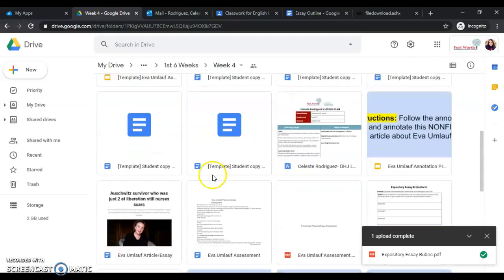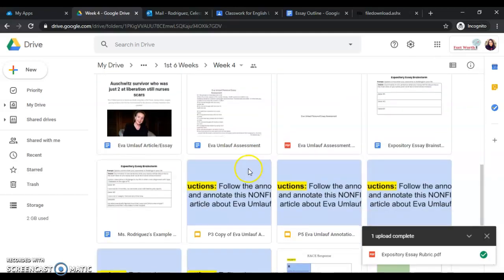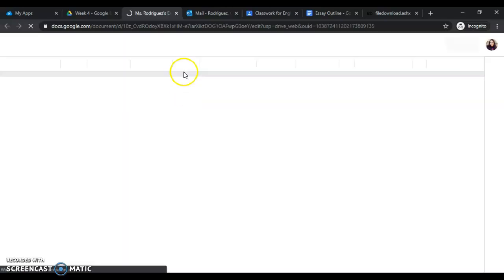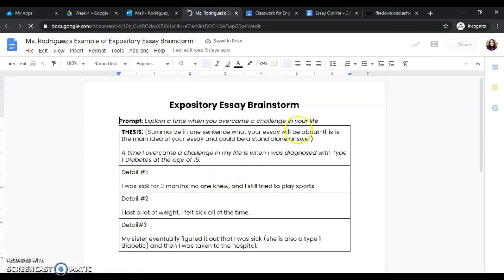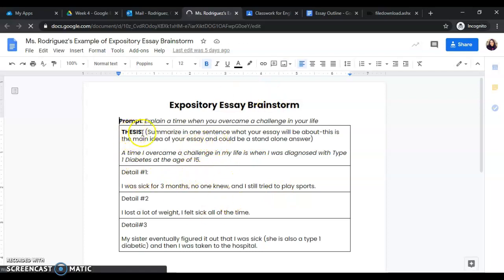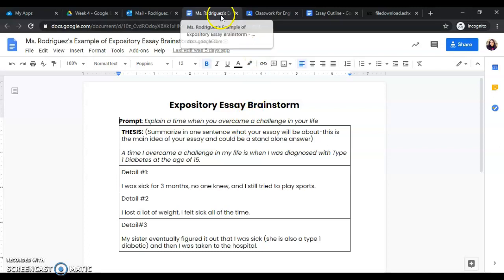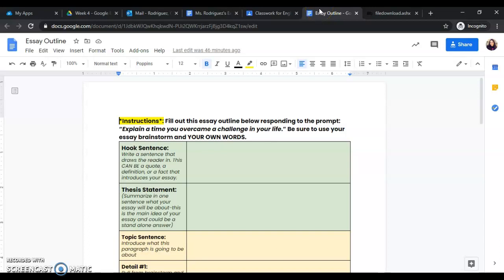Sorry, I've got a lot of stuff in my Google. So here's my essay brainstorm that I showed you guys in the previous video. My essay brainstorm has my thesis, which is basically just a summary in one sentence of what my essay is going to be about. It has my 3 details. There we go. So already you have a lot of the work of this outline completed. It's just a matter of plugging it in and then adding stuff to it.